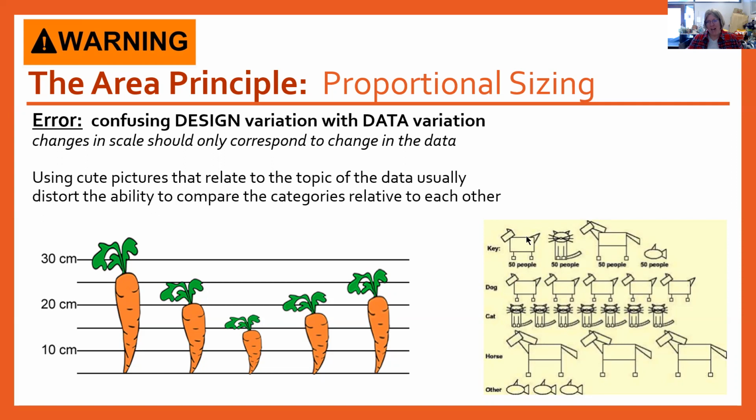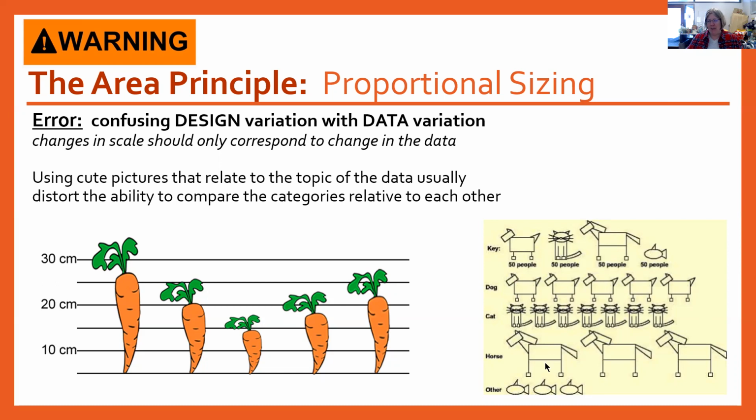This graph on the right is about the number of people that have a certain kind of pet. They have dogs, cats, horses, or other, although they used a fish for the other, which might make people assume it represents something different than what it does if they didn't read those labels. So you have that issue going on with choosing a fish for the other category.